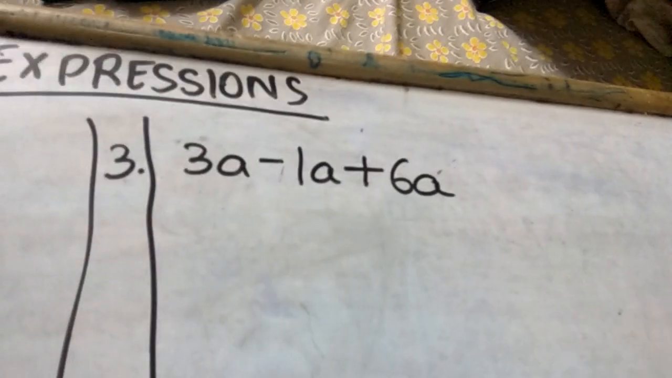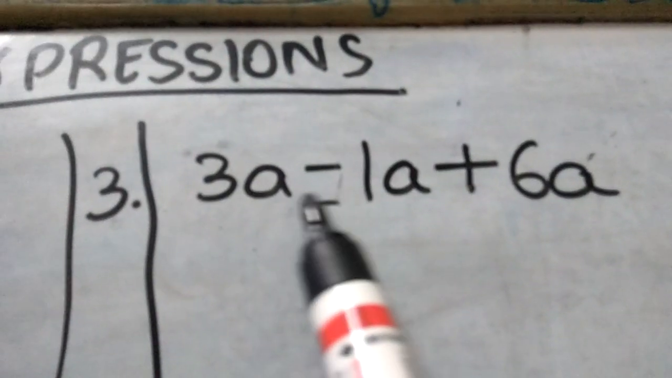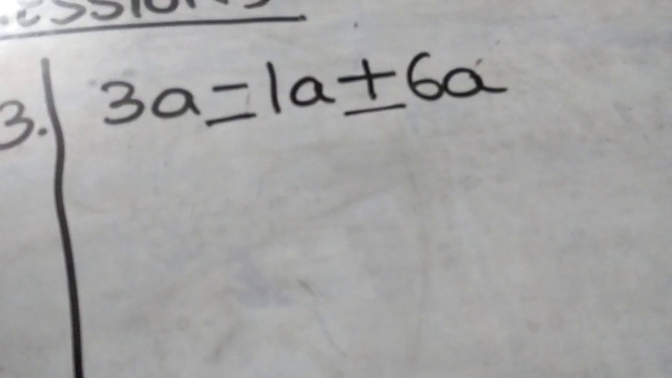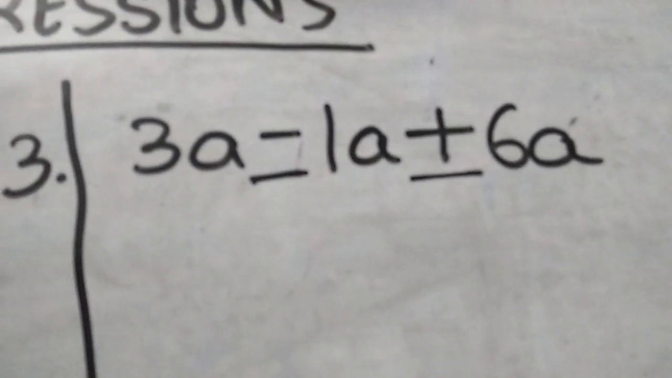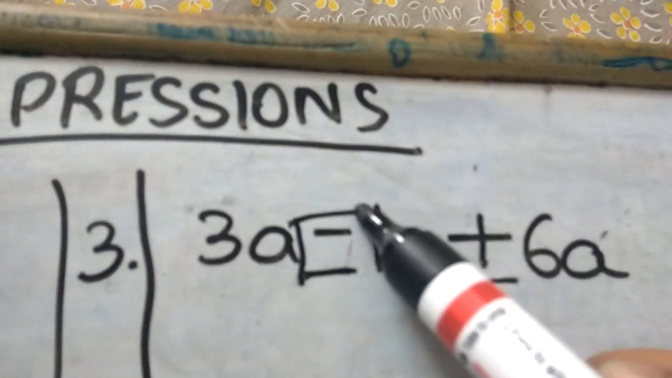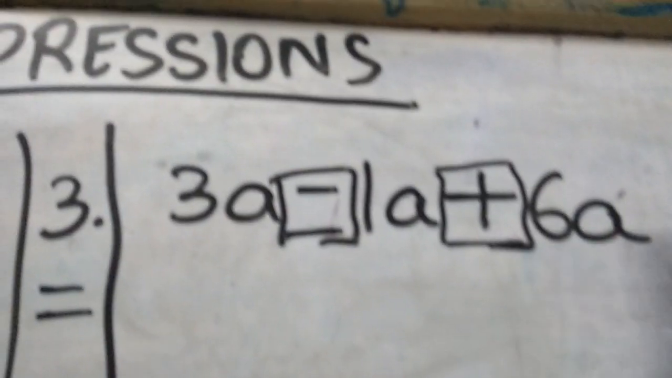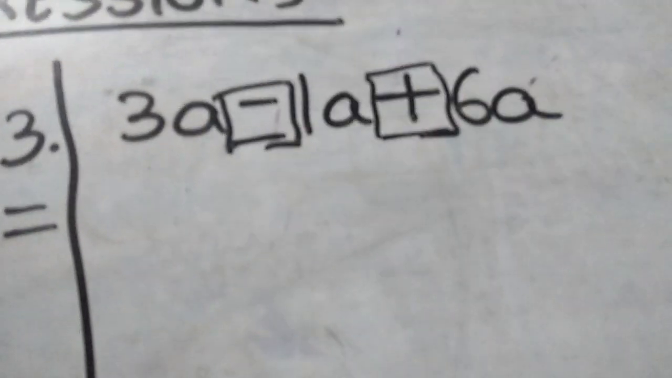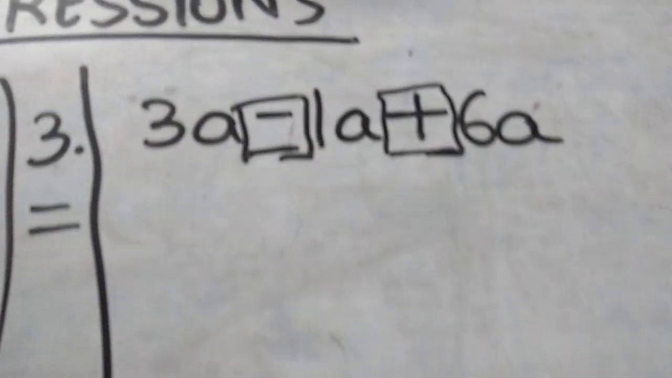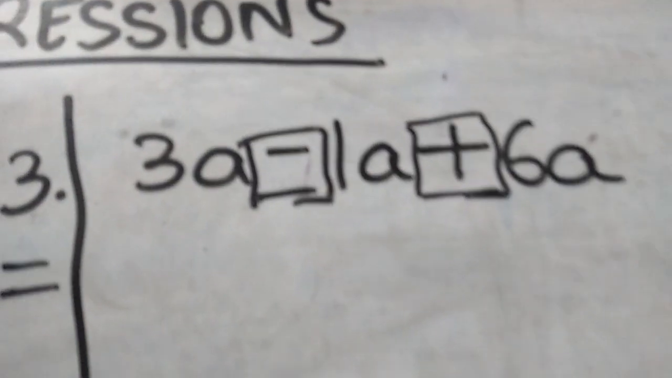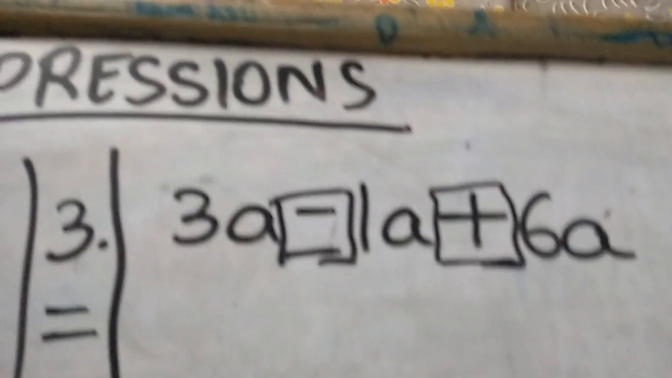Now here the only difference in the sum is that here we have a subtraction sign and here we have an addition sign. So all we are supposed to do is follow these signs. So do your sum accordingly. Here what we have is 3a minus 1a plus 6a. So let's do it step by step to make it simpler. As we go ahead, we can do this whole sum directly in one step. But for now, since we are doing it for the first time, let's do it step by step.